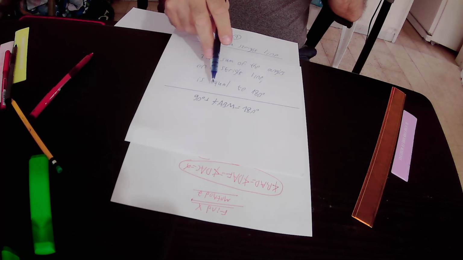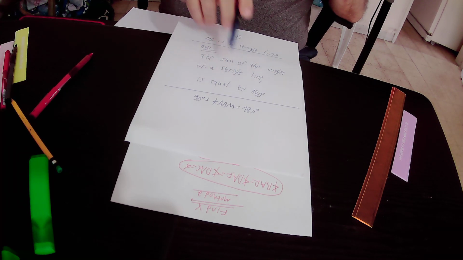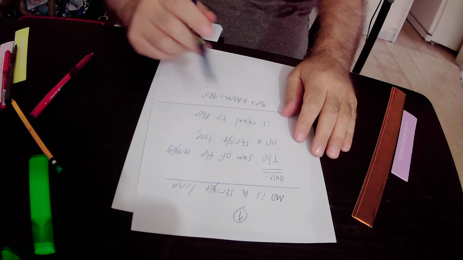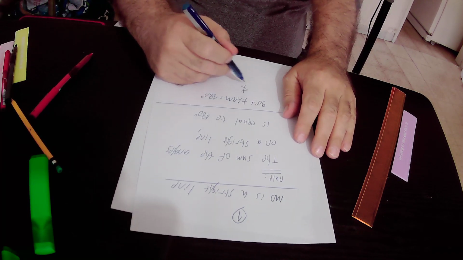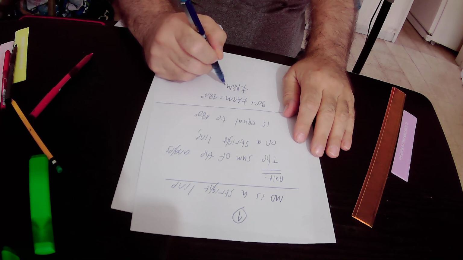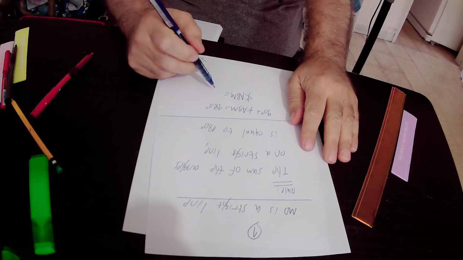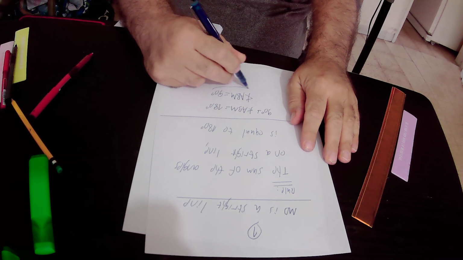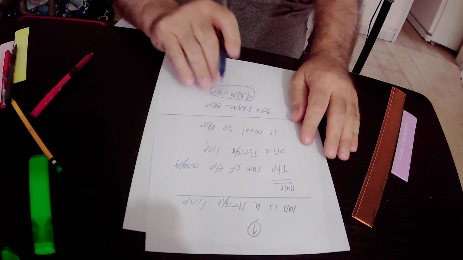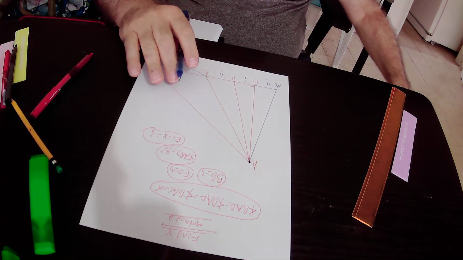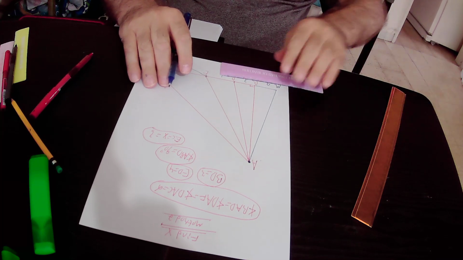Here we will subtract 90 degrees from this equality and we will get that angle ABM equals 180 degrees minus 90 degrees, which is 90 degrees. So angle ABM is a right angle. It equals 90 degrees.